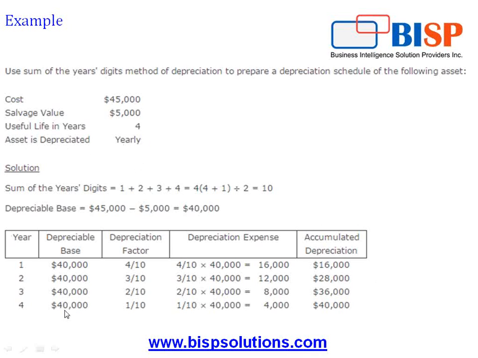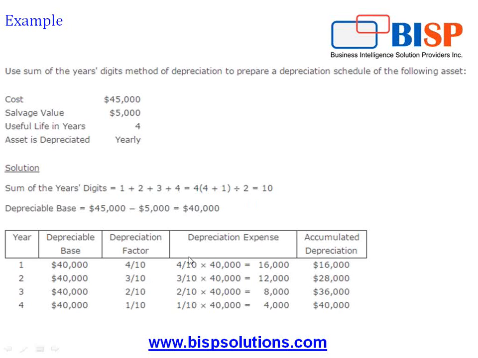So I made a tabular view to make it easy to understand. We are calculating depreciation for the first 4 years. The depreciable base value is identified by subtracting the salvage value from the initial cost, which is 40,000. The depreciable factor is the sum of year digits. So how do you calculate it? 4 plus 3 plus 2 plus 1. Alternatively, you can use n times n plus 1 divided by 2.